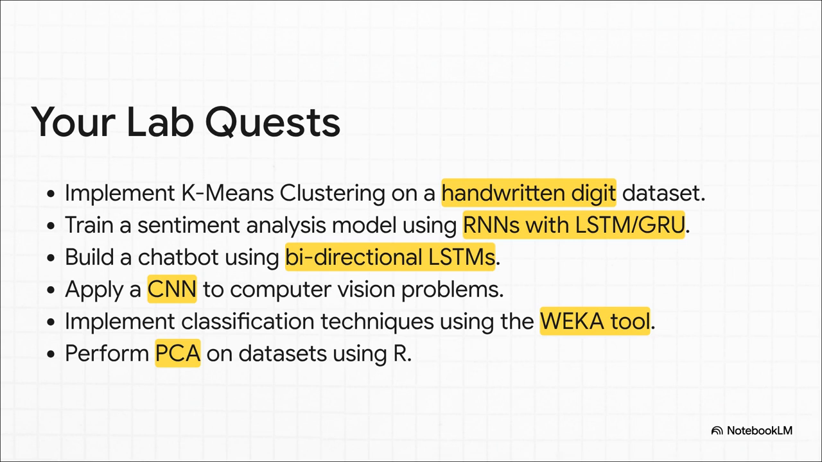You'll make a program that can recognize handwritten numbers. You'll use advanced networks that have a kind of memory, called LSTMs, to build a sentiment analysis or even a chatbot. You'll apply CNNs to real computer vision problems. You'll use powerful tools like Weka and use R to simplify complex data. This is where all that theory becomes real, tangible skill.